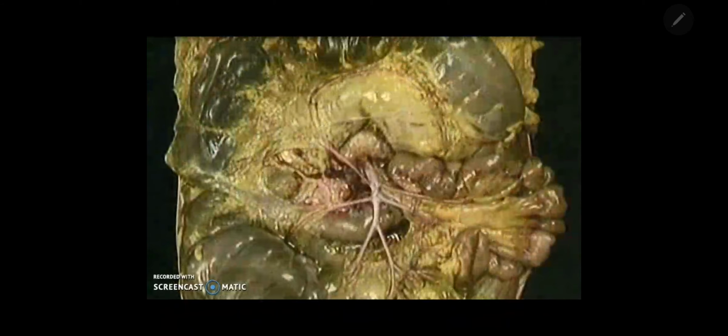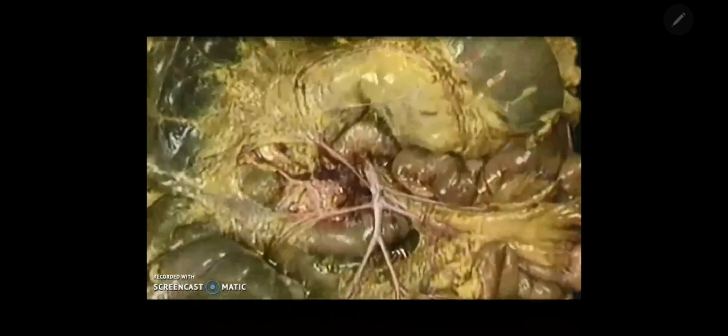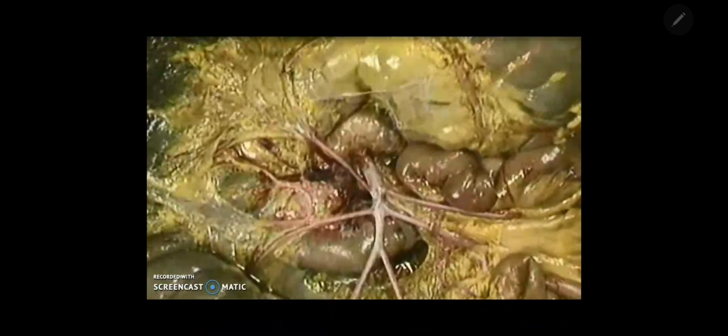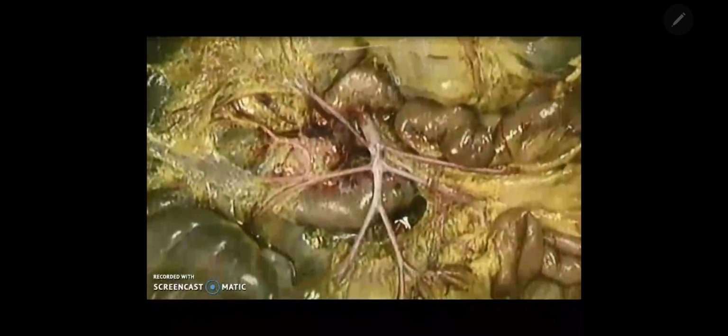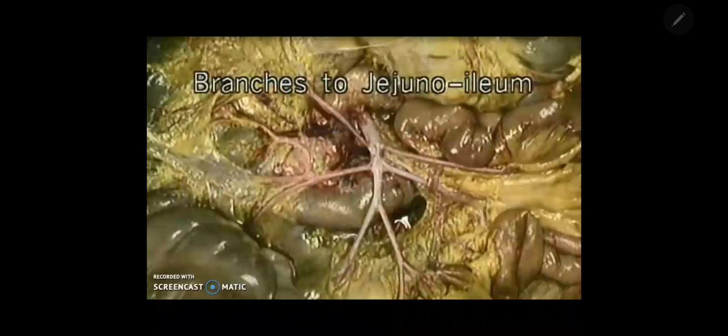Once you take out the mesocolon and see the root of the mesentery, you are noticing the superior mesenteric artery there, which is the artery of the midgut. The superior mesenteric artery runs in front of the third part of the duodenum, giving different branches.